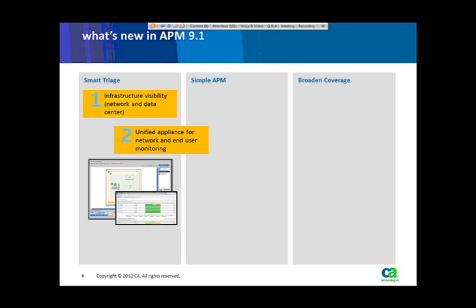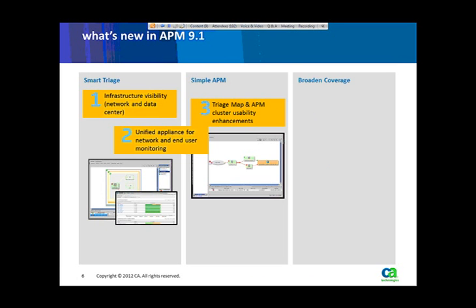So as you can see, this is spanned across smart triage and simple APM. Your application monitoring and end user experience is simplified because now you have a single device to monitor both the network and end user. And because of this tight integration, now you can get more visibility into your network from your applications. So your application support teams can gain the network visibility. Likewise, your network teams can also gain the visibility into the applications using their own tools.